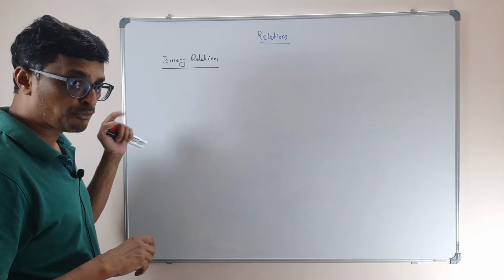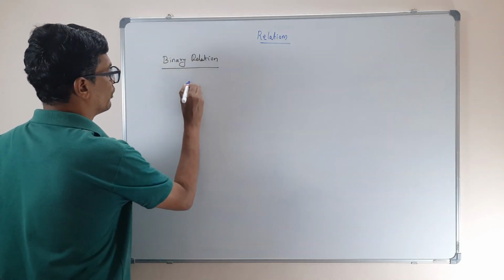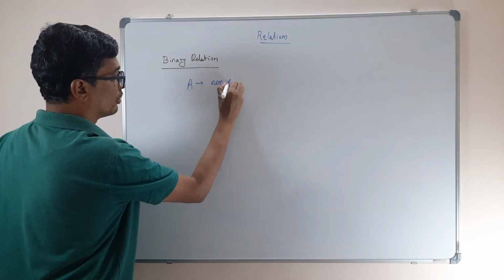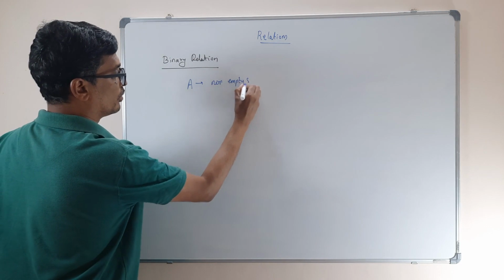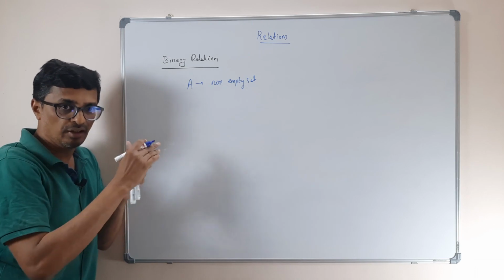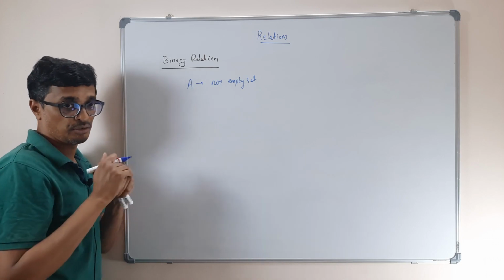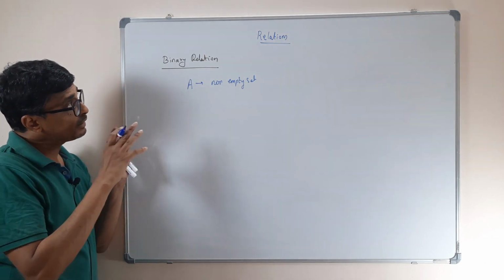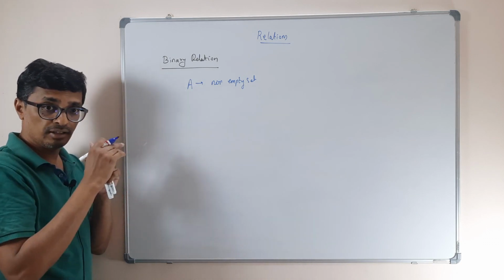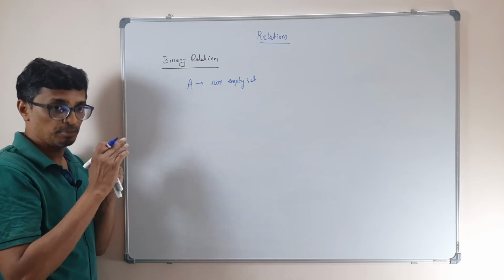Now let us see the types of binary relations. Suppose we have a non-empty set A. Then you can form all the binary relations, right? A cross A, and every binary relation is going to be a subset of A cross A. Now you have created a binary relation out of A.